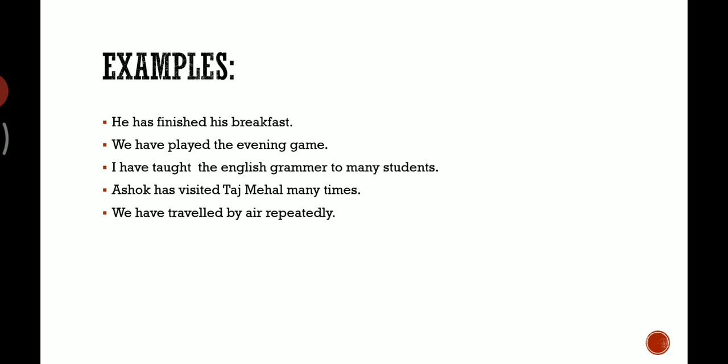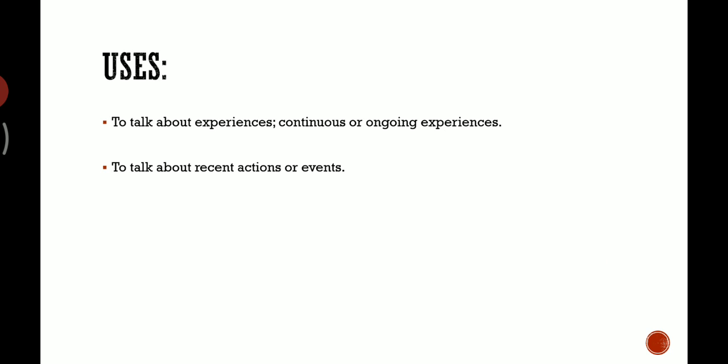Now, the other example is we have traveled by air repeatedly. It means we have experience of traveling by air. So, the first use of present perfect tense is to talk about experience, continuous or ongoing experiences which can be repeated.